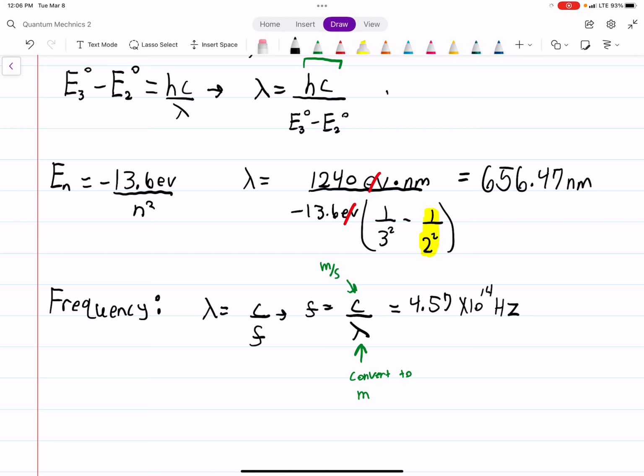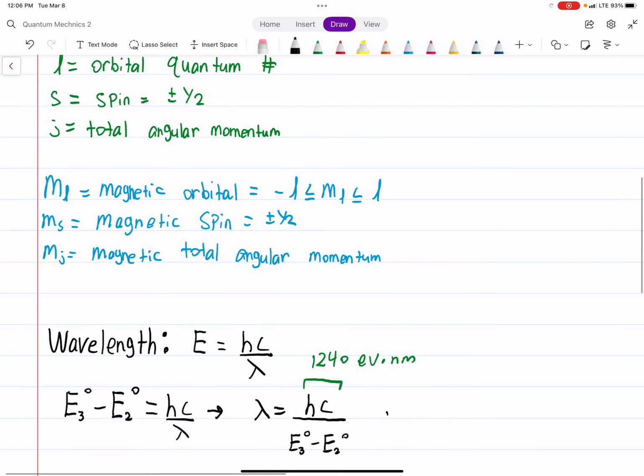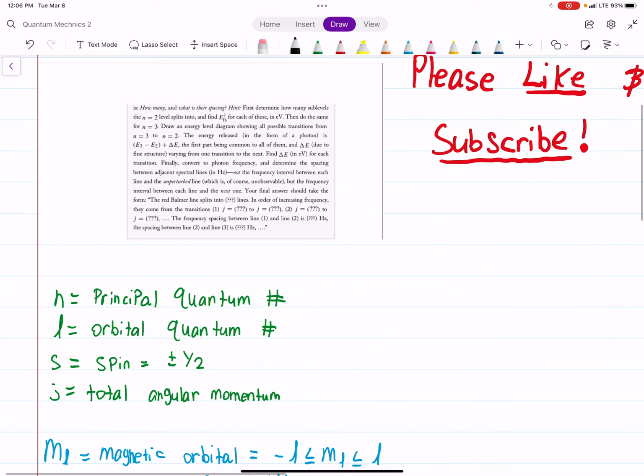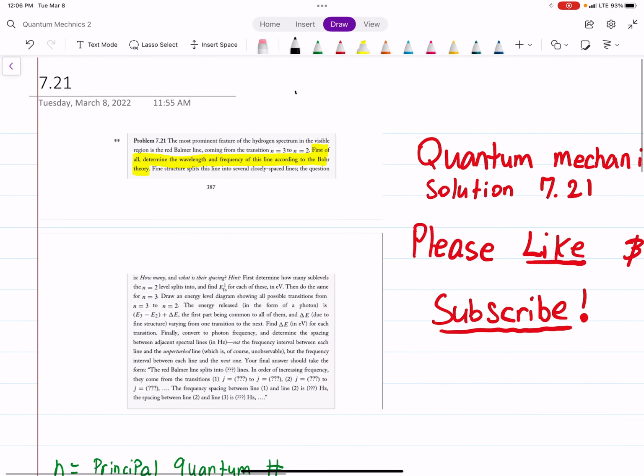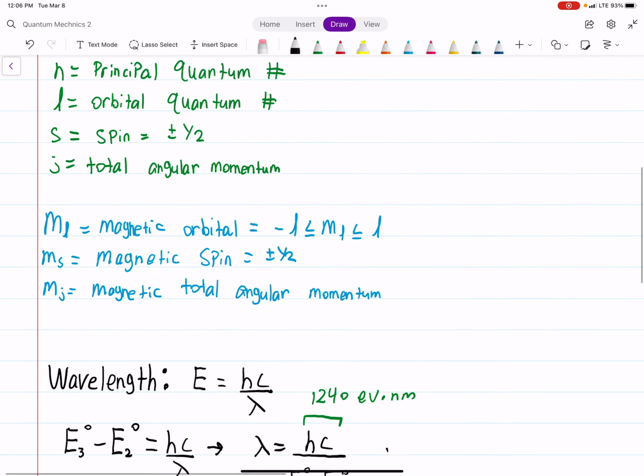So that was the first part of the problem, and now let's look at the second part. So the second part says, determine how many sublevels the n equals 2 splits into and find the fine structure for each of these in electron volts, and then do the same for n equals 3.